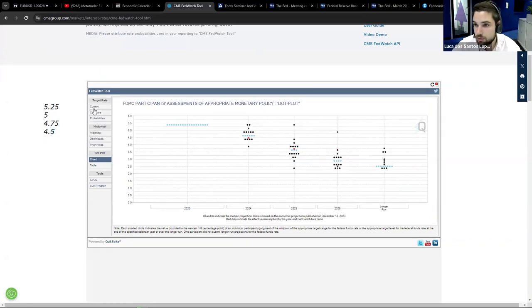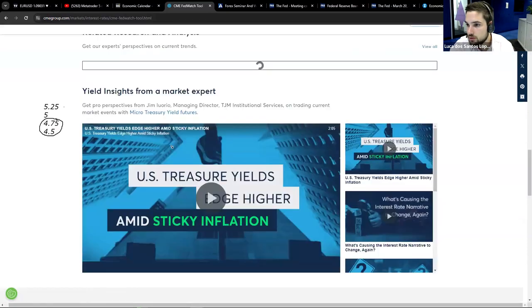Because if we put it here, in 2024, the majority of the market is expecting to end the year between 4.5 to 4.75%, the dot plot. Okay, the majority is here. So this is what the market is expecting. The market is looking for something in between those lines.